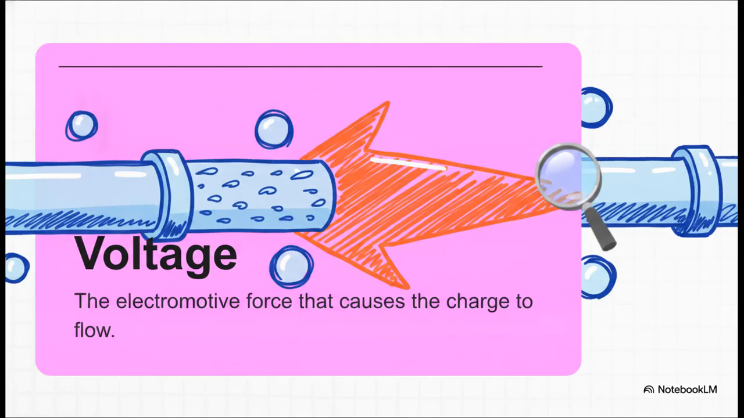Next up is voltage. If current is the water flowing through the plumbing, then voltage is the pressure. It's the actual force that physically shoves that water through the pipes. Formally, it's defined as the electromotive force that causes the charge, those tiny electrons, to actually get up and move. Bottom line, without voltage, there is zero current. Nothing moves without that push.